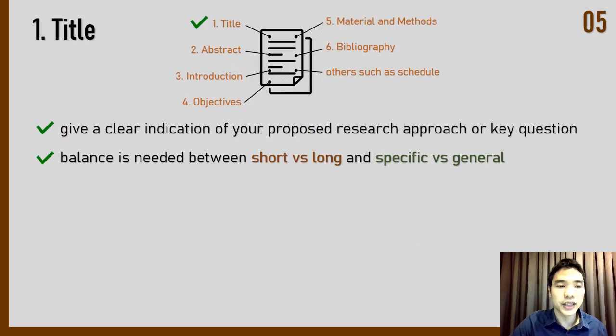So let's start with the title. Title should give a clear indication of your proposed research approach or key question, and you need a balance between either short or long title and how specific would be for your title.